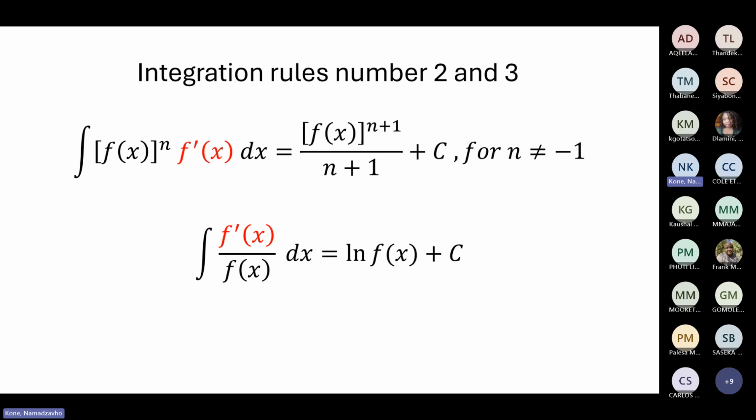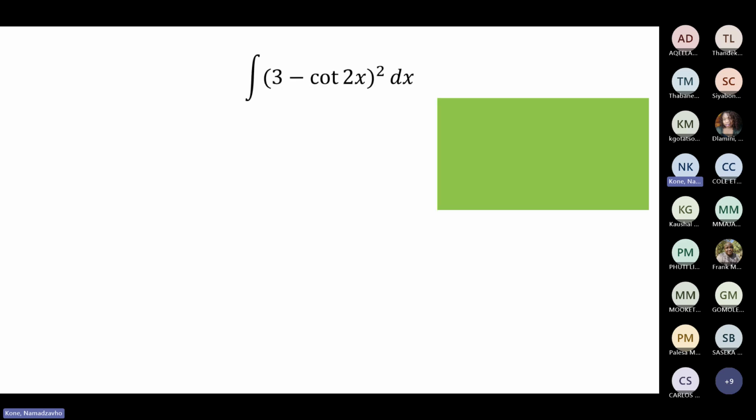Yeah, which is this one. So when n is equal to minus 1, it means that the function will be f of x to the power of minus 1, which is the same as 1 over the function of x itself. So it has to be also accompanied by its derivative, that red thing on top, for it to be able to be integrated, and then the integral will be ln of f of x plus c. So those two are key.